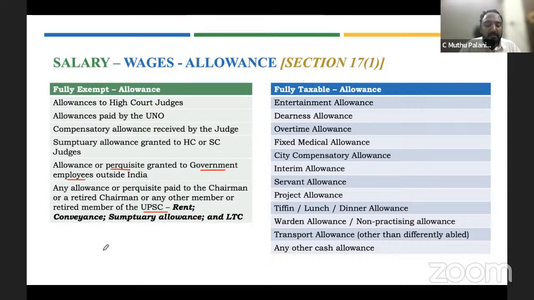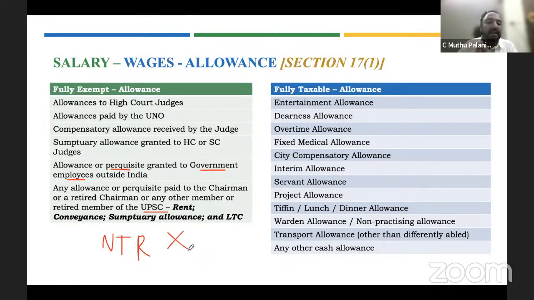Now this fully exempt treatment is not applicable in the new tax regime. These exempt allowances are only available for the old tax regime. They are not available for the new tax regime.